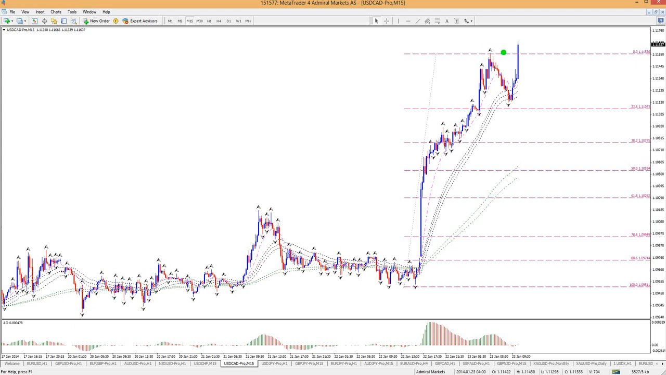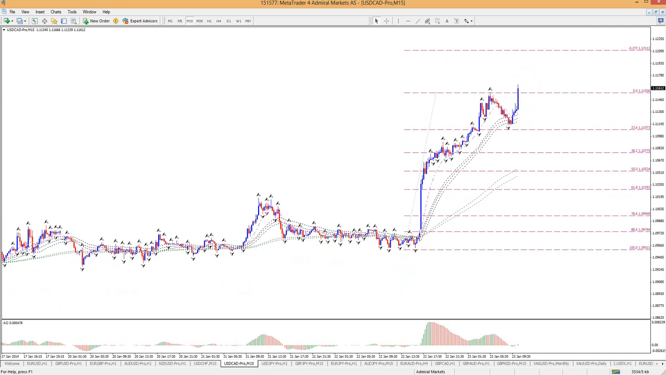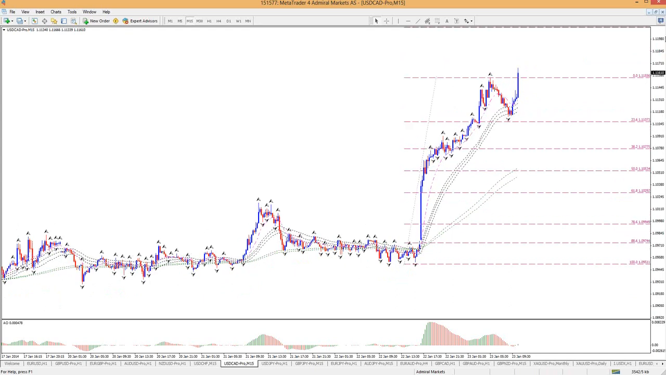Another solution, of course, if you don't want to wait for that, would be a break of this top, plus a stop loss here, and targeting the minus 272 or minus 618, but that would be the only alternative I could see at the moment.